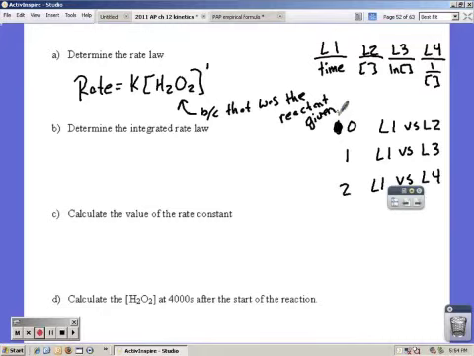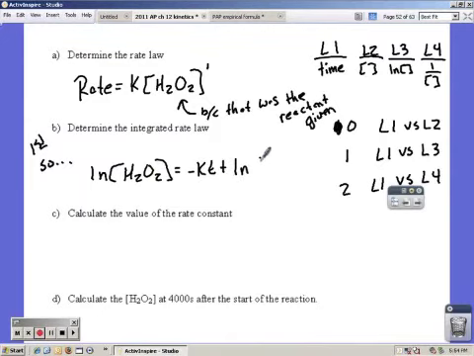Okay, if we're determining the integrated rate law, we just have to realize that it's first order. So first order integrated is ln of our concentration, in this case hydrogen peroxide, equal to negative kt plus ln of the initial hydrogen peroxide concentration. To calculate the value of the rate constant, we need to find the slope, because remember, in first order, slope is equal to negative k.